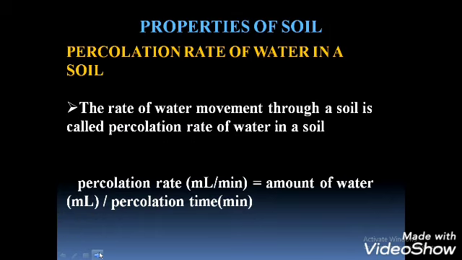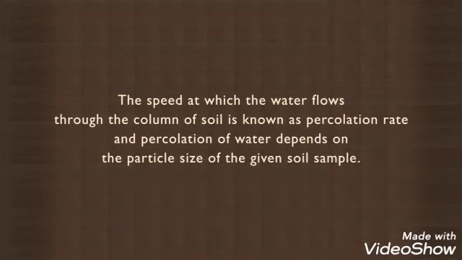So next we are going to discuss the properties of soil. You have listed some uses of soils. Let us perform some activities to find the characteristics of the soil. When water is added to soil, the water has to pass through gaps or channels between the soil particles. The speed at which water flows through the column of soil is known as percolation rate, and percolation of water depends on the particle size of the given soil sample.